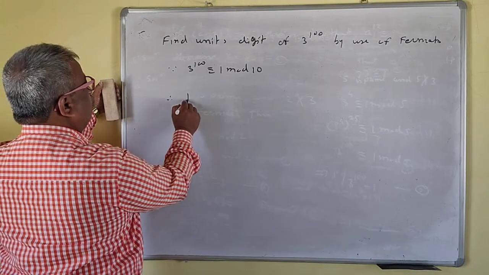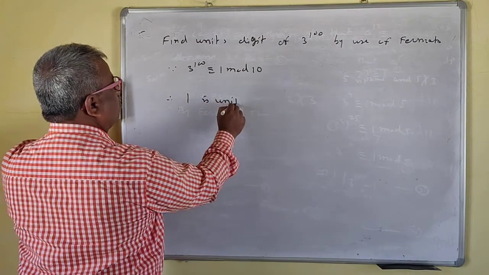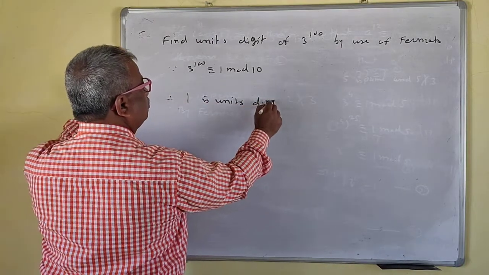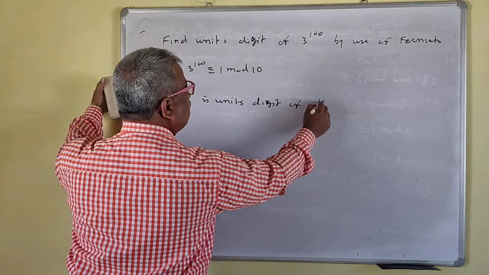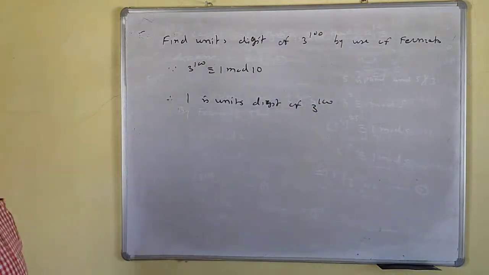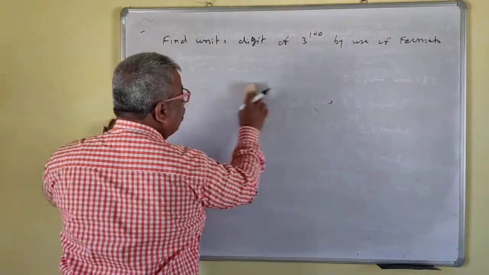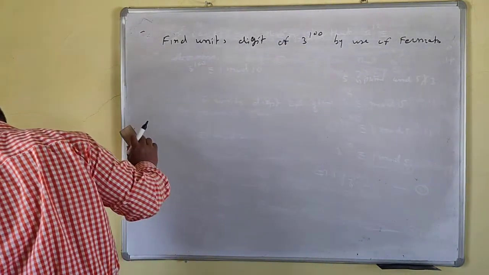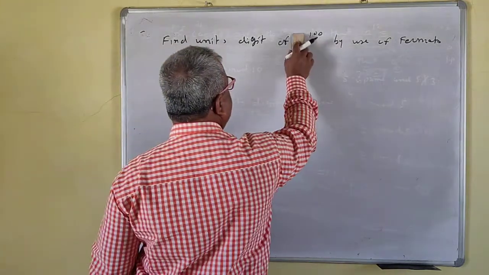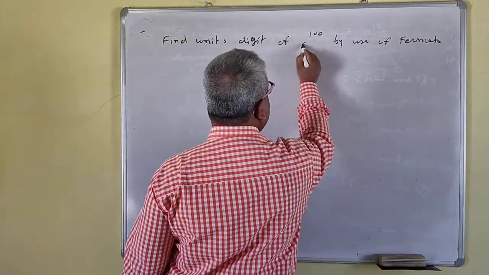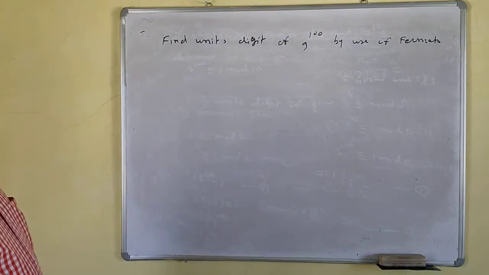Therefore 1 is the units digit of 3 raised to 100. Okay, so we'll do one more problem on this. Find the unit digit of 9 to the power 100 now.